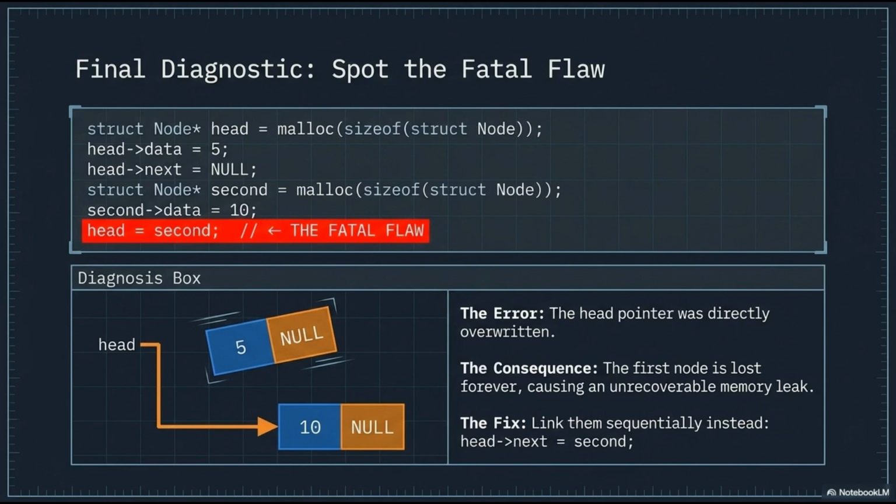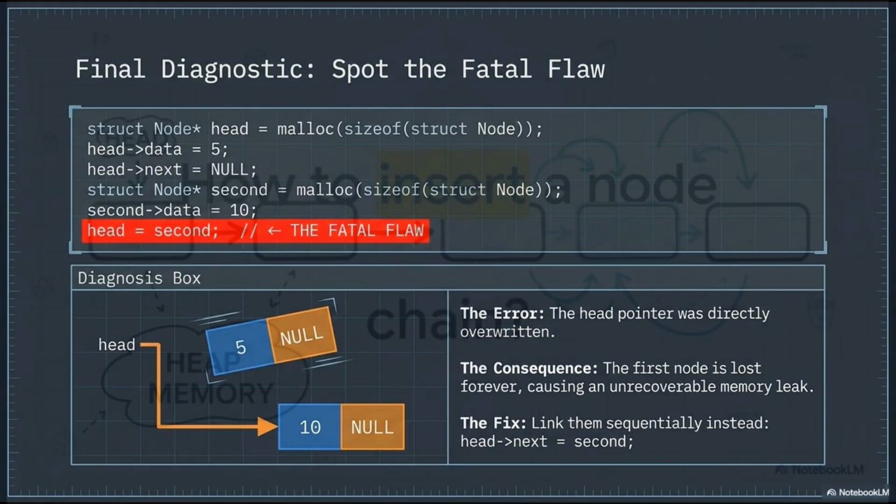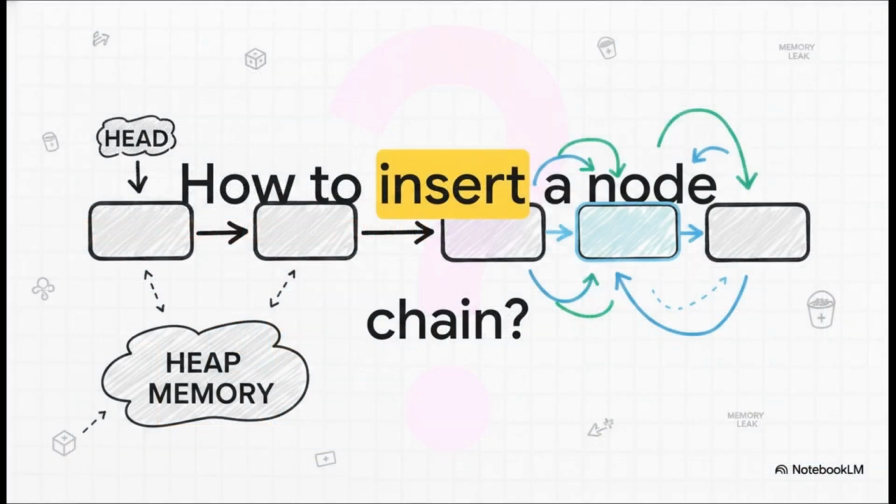By assigning second directly to head, the head pointer completely abandons the first node. The fix is super simple but absolutely crucial. To establish a link sequentially, you have to target the next pointer, writing head arrow next equals second. Guys, that single missing arrow operator is literally the difference between a perfectly working program and a catastrophic memory leak crash.